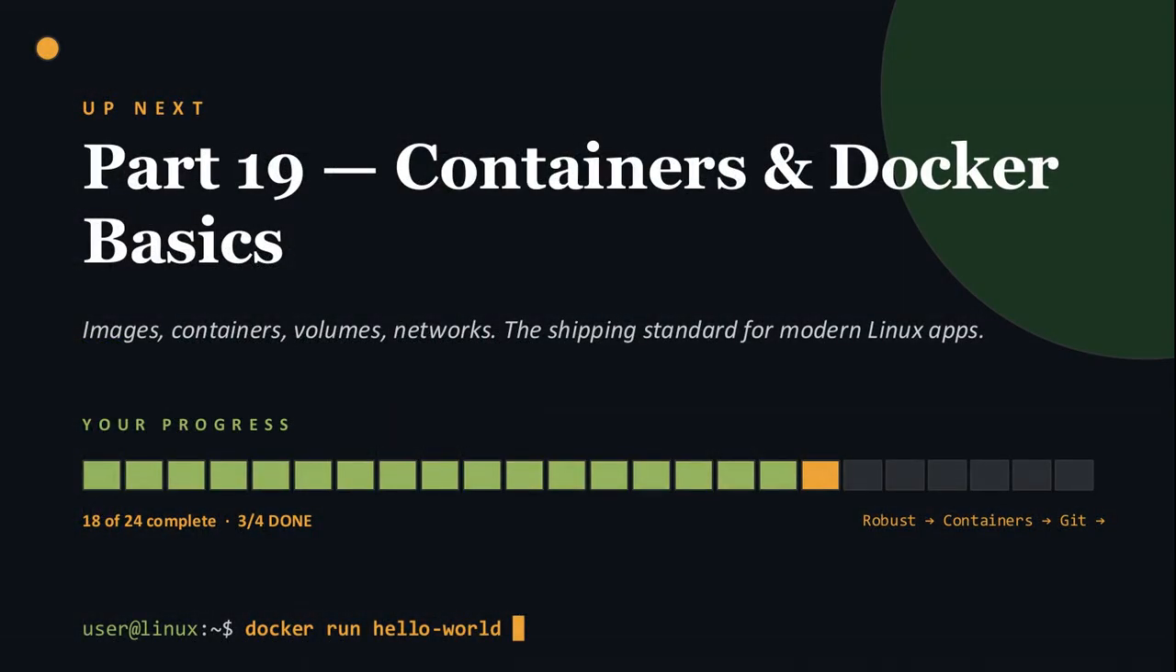That wraps part 18, but the journey keeps going. Next up, we leave the world of single-host scripts and step into containers. Part 19 covers Docker basics: images, containers, volumes, and networks, the shipping standard for modern Linux apps. You're 18 of 24 and three-quarters of the way done. Take a breath, pour another coffee, and when you're ready, docker run hello-world. See you in the next one.